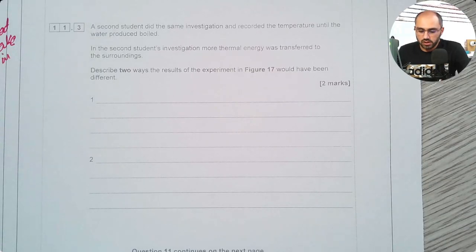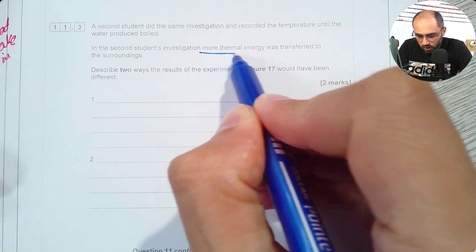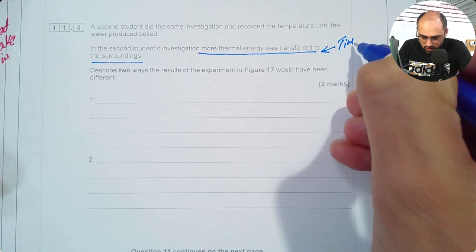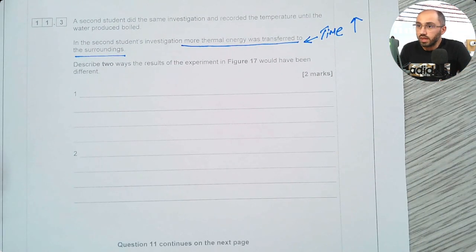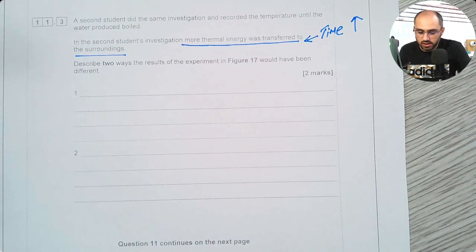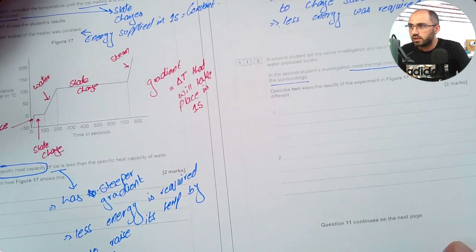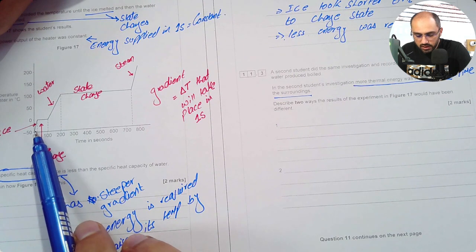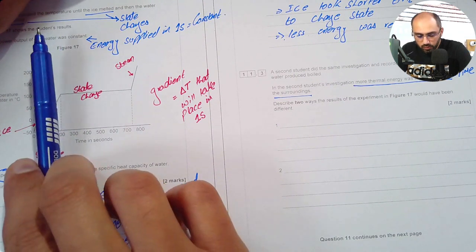The next part of the question says the second student did the same investigation and recorded the temperature until the water produced boiled. In the second student's investigation, more thermal energy was transferred to the surroundings. So what will happen? I can say as a result of this, time will go up. It says describe two ways the results of the experiment in figure 17 would have been different. So again, if I look at this figure, this will take place in longer duration of time. So the line will become less steep.